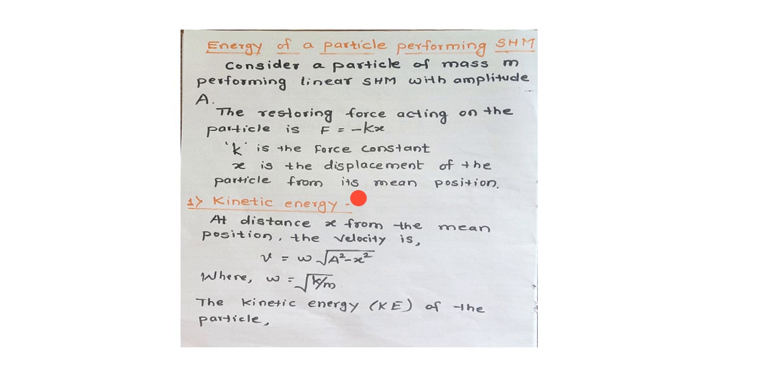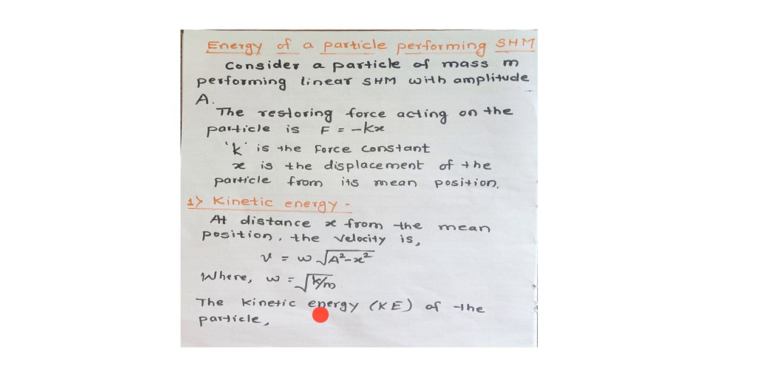आपको यहाँ पे टोटल एनर्जी फाइंड करना है, उसके लिए आपको काइनेटिक एनर्जी एंड पोटेंशियल एनर्जी भी फाइंड करना है. So first is kinetic energy. At distance x from the mean position, the velocity is v equals to omega under root a square minus x square. This is the equation of velocity, and where omega is under root k by m. आपको सबको मालूम है दोनों इक्वेशंस, एक ये है वेलोसिटी का और ये है ओमेगा का. ओमेगा इज द एंगुलर वेलोसिटी.